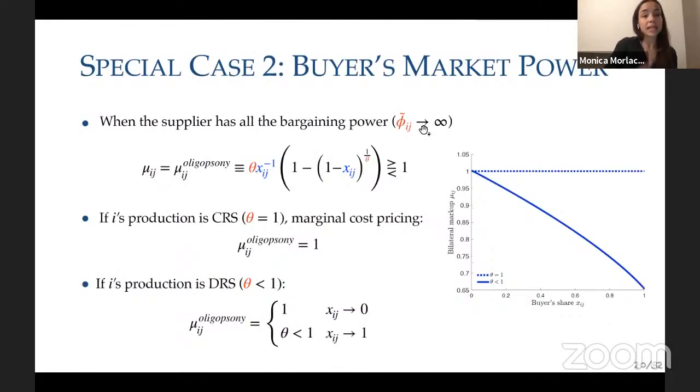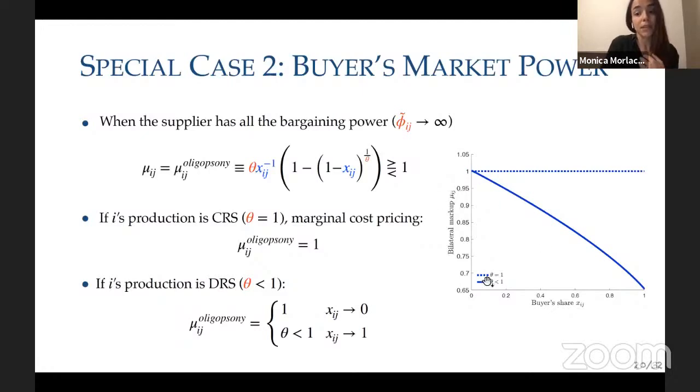In the other extreme case, when the buyers hold all the bargaining power, the markup converges to the pure oligopsony markup. In this case, the equation may not look very familiar because we don't usually think about pure buyer power, but it can be decomposed into steps. When production upstream is constant returns to scale, it's an uninteresting case for us, because marginal costs are constant, and therefore, regardless of the market share of the buyer, the price is always going to be equal to the marginal cost. So the markup is always equal to 1 in the case of constant returns to scale. However, when production is decreasing returns to scale, so theta is below 1, the buyer can exercise market power over prices, and in particular, it can bring prices below marginal cost.